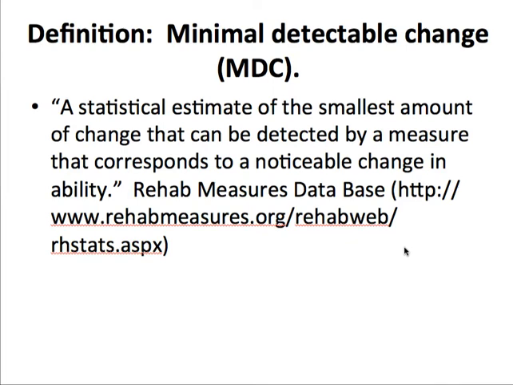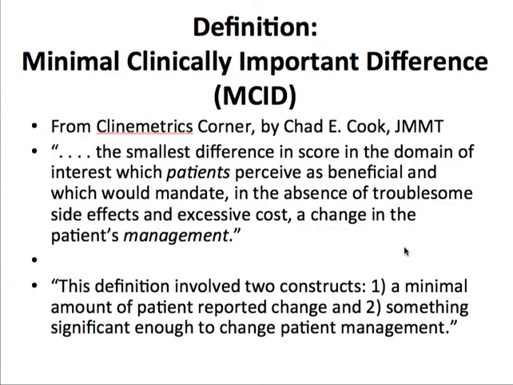So minimal detectable change is really about the smallest change that statistically we can rely on given just errors in applying the measurement. So this is just about the minimal change that's above error. But when we move toward minimal clinically important difference, or the MCID, here the definition changes and it's more about the meaningfulness of the change that we're measuring.